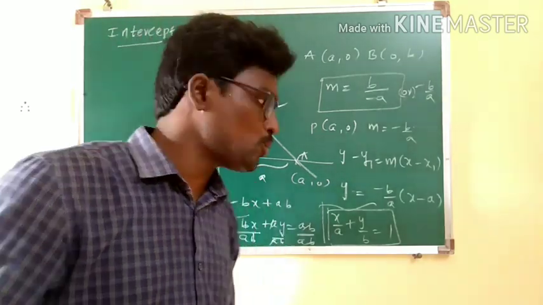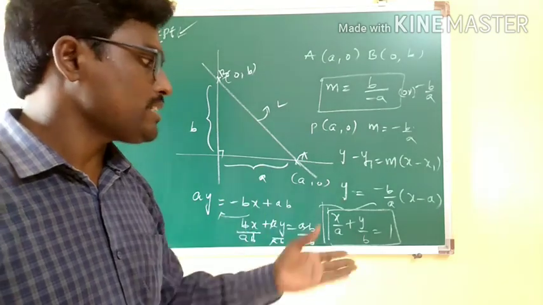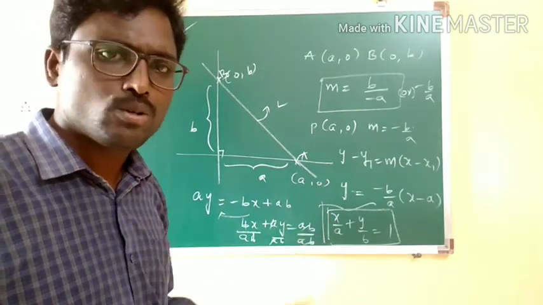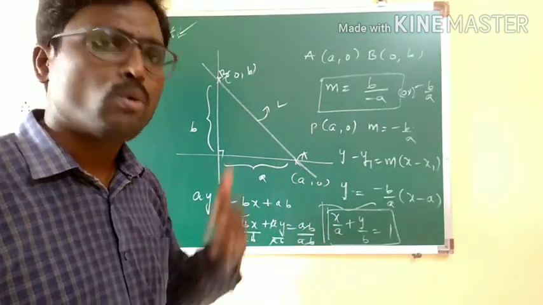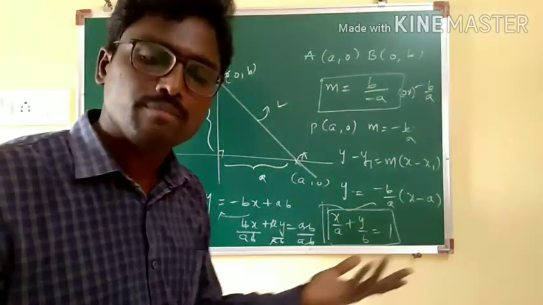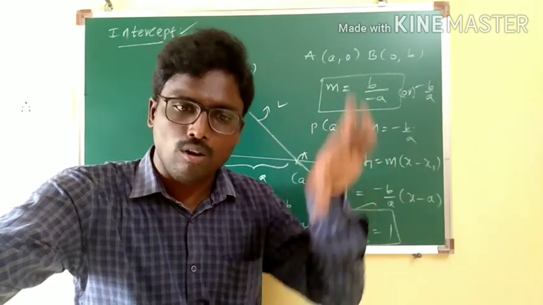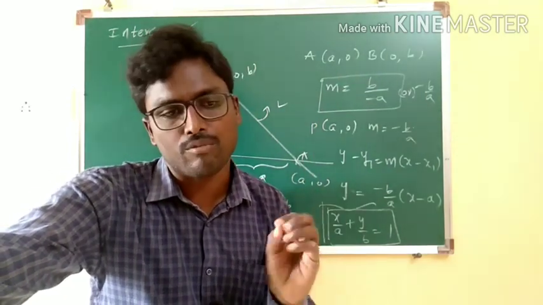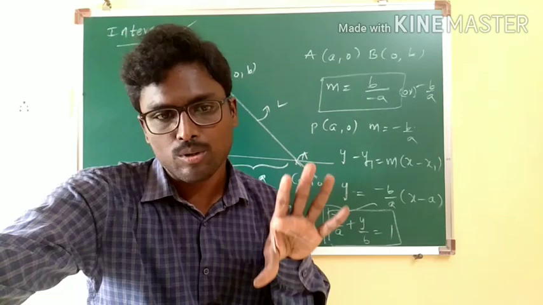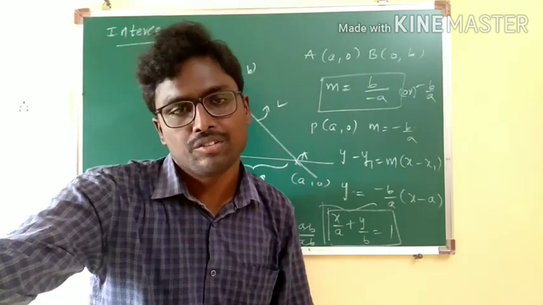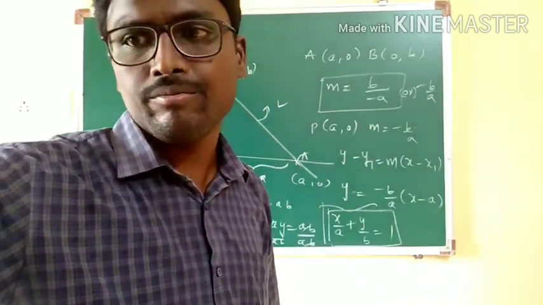If somebody asks you, this line meets the x-axis at what point? (a, 0). The y-axis at what point? (0, b). What is slope of this line? That is minus b by a. Likewise, you should be very confident in all these results and in converting from one case to another case, so that you can also work out the applications. Understand?